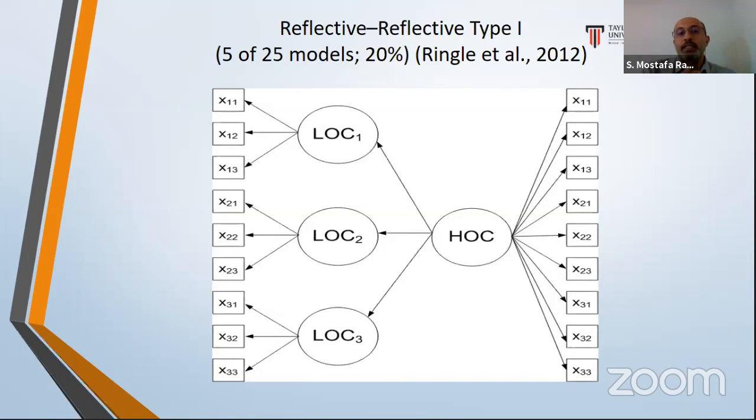The first is reflective type 1. Based on the study of Ringle 2012, they analyzed 25 models that include higher order construct. They found 5 out of these 25 are reflective. So reflective can be considered one of the common types of higher order construct, where in the first level we have reflective construct and also dimension reflectively established second order.